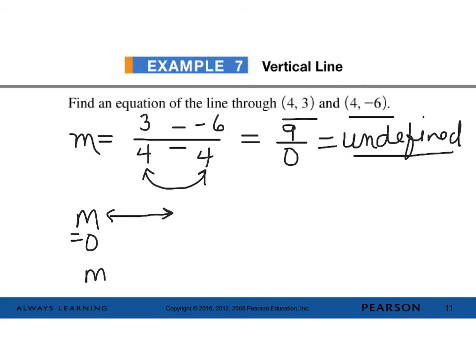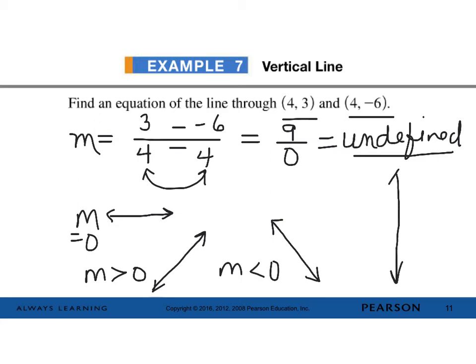When the slope is positive, which means it's greater than 0, the line slants uphill. When the slope is negative, which means it's less than 0, the line slants downhill. Logically, there's only one thing left, and that is that the line doesn't go horizontal, uphill, or downhill. It just goes straight up and down. So this is an undefined slope, and it's called a vertical line.